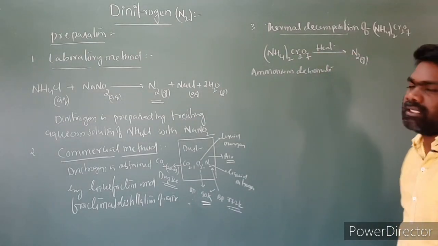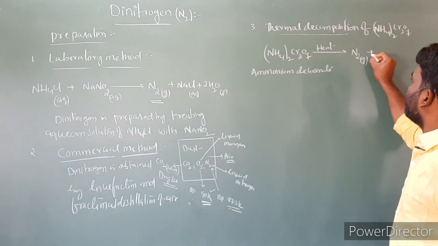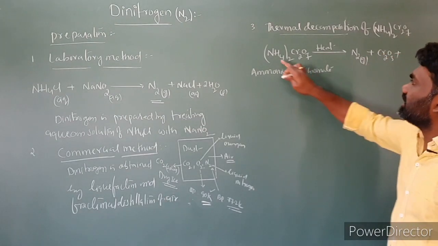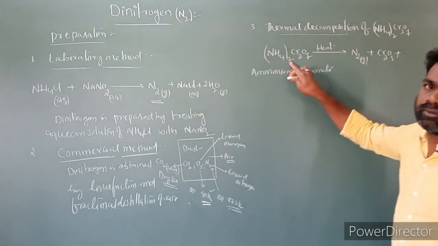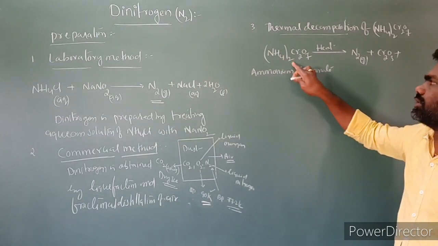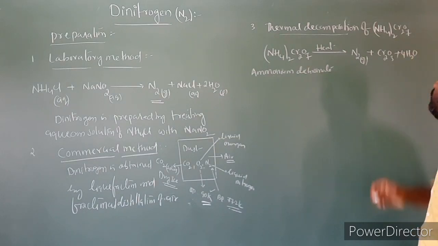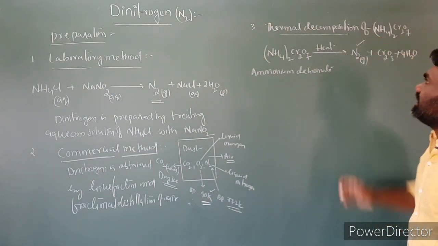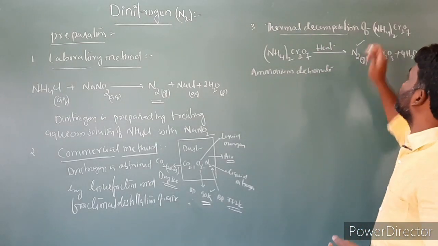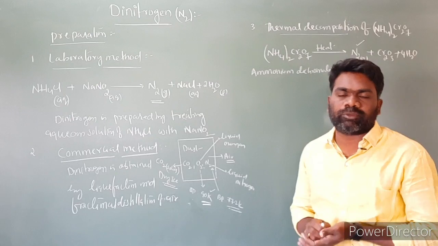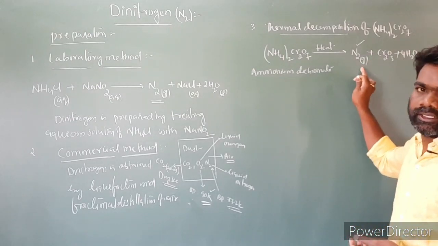One product we are going to get is nitrogen gas, and another product is Cr2O3 plus, here 2 fours are 8 hydrogens. So 8 hydrogens, how many water molecules will it make? 4 water molecules, 4H2O. So this is the third method, thermal decomposition of ammonium dichromate. By thermal decomposition of ammonium dichromate you will get dinitrogen.